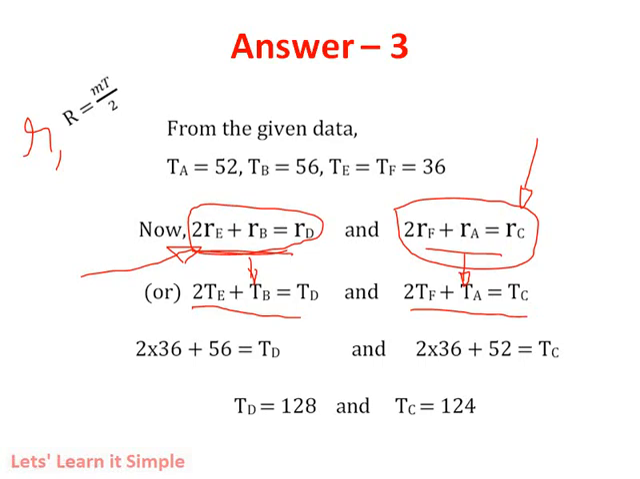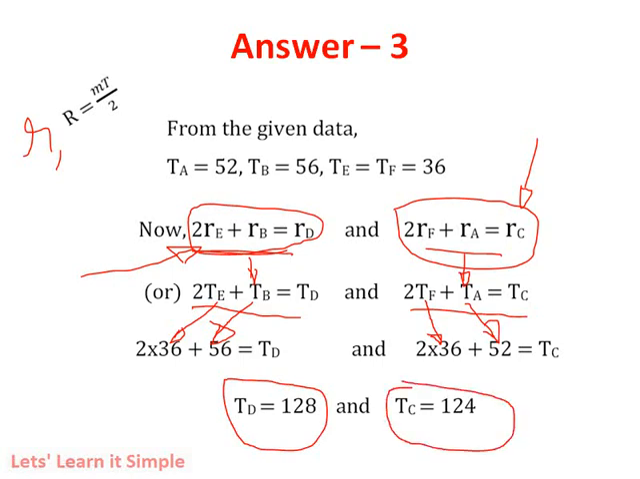Now in the question, the number of teeth on E is given, which is 36. The number of teeth on B is given, which is 56. You substitute. Similarly, the number of teeth on F, which is the same as TE, is also given. The number of teeth on A is also given in the question. Substitute. And at last, you will get the number of teeth on gear D, that is the annular wheel or internal wheel, as 128, and that of gear C, another internal wheel, as 124. So TD is 128, TC is 124.